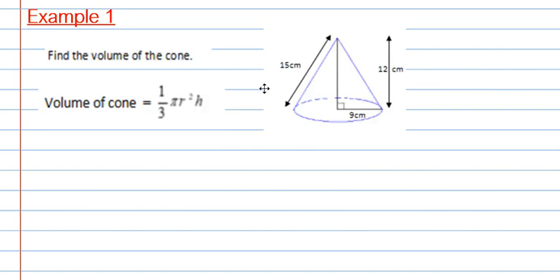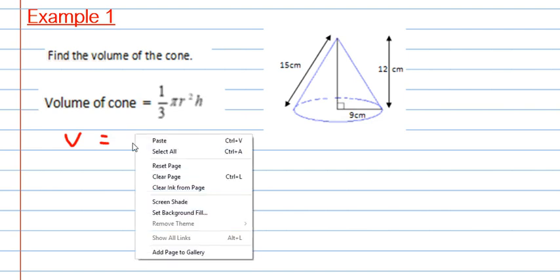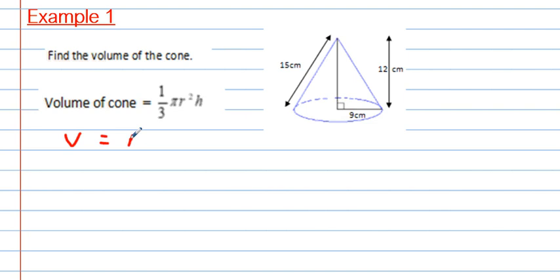Example 1. So we have this cone here. Find the volume of the cone, and that's the formula. Okay. Now I'm going to rewrite the formula so that this 3 is written as a fraction. So pi r squared h over 3. Like this.